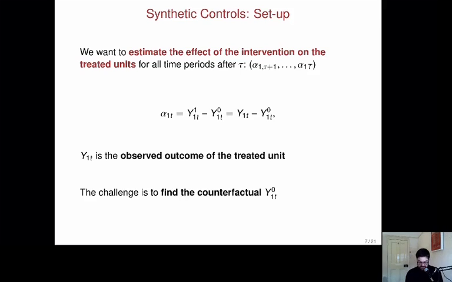Okay, so the treatment effect is very simple. For a given time period t, the treatment effect would be simply the actual outcome of the treated group, or in that case just the treated unit, minus the synthetic control, so the weighted average of all the units in the donor pool in the same time period.